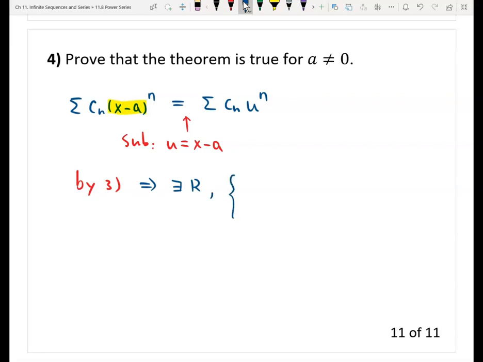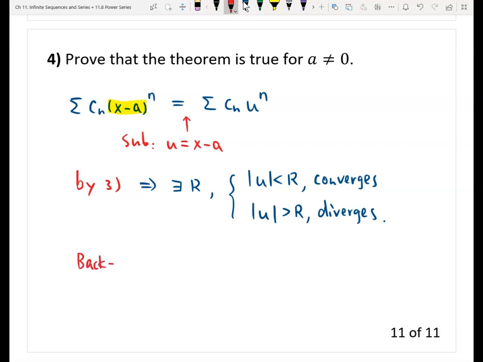And so we have these two results: inside of R, the power series converges; outside of R, for U, it diverges. And this is the result from step 3, right? Now, how do we go to our series? We back substitute, right? So now we do back substitute. See? And easily we find our results.